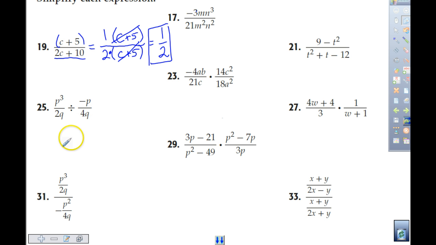Is there anything on here that just looks crazy? I wouldn't know how to start it. Anything like that? Yeah?